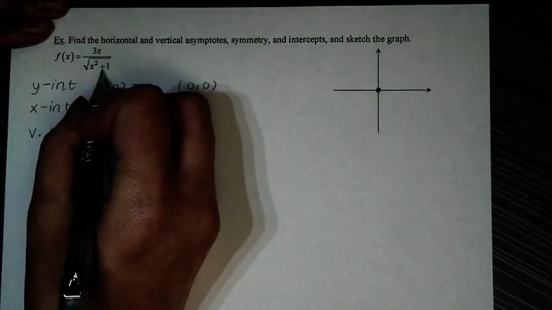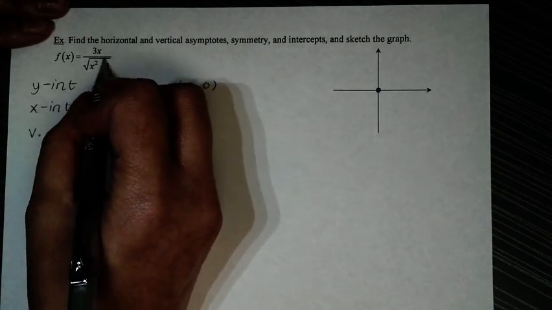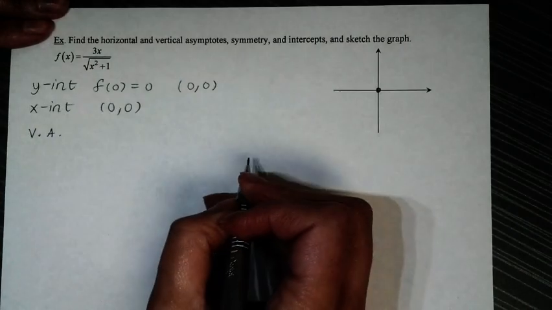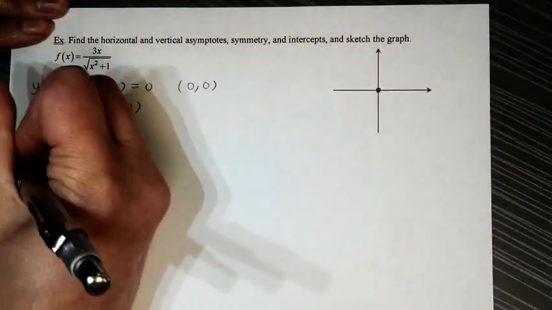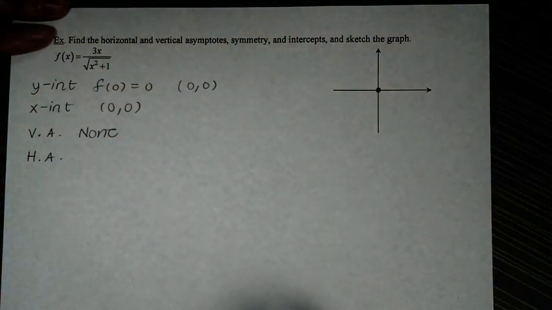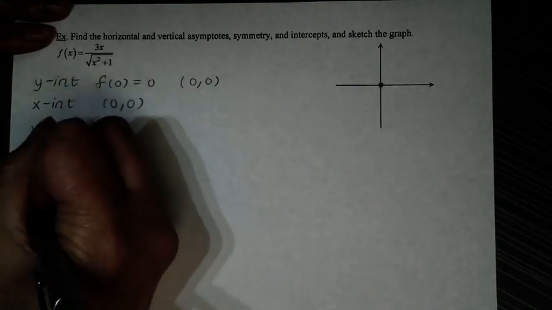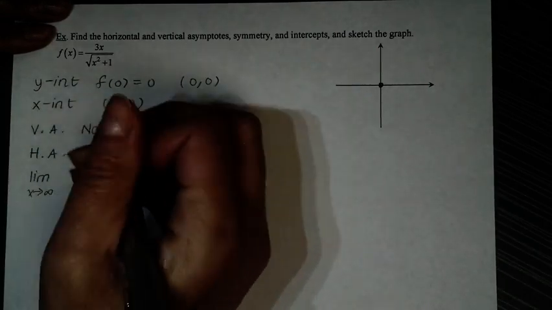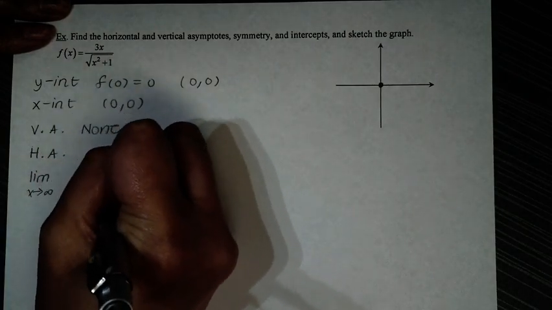For the vertical asymptote, you would set the denominator equal to 0, but you can see that it gives you a complex number, which we don't care about in calculus. Therefore, you don't have a vertical asymptote. Okay? Now, the next one that we have is the horizontal asymptote. Since we are now in calculus, you're going to take the limit as x approaches positive infinity of the equation that you have, 3x divided by the square root of x squared plus 1.